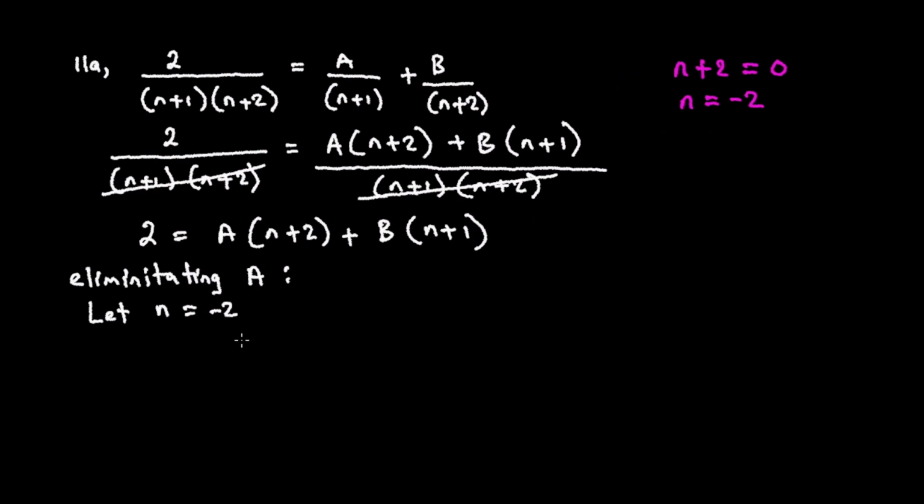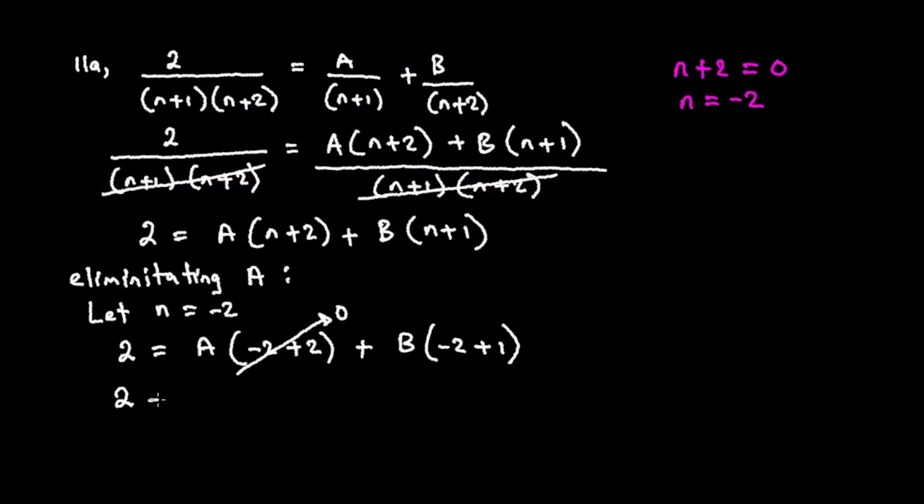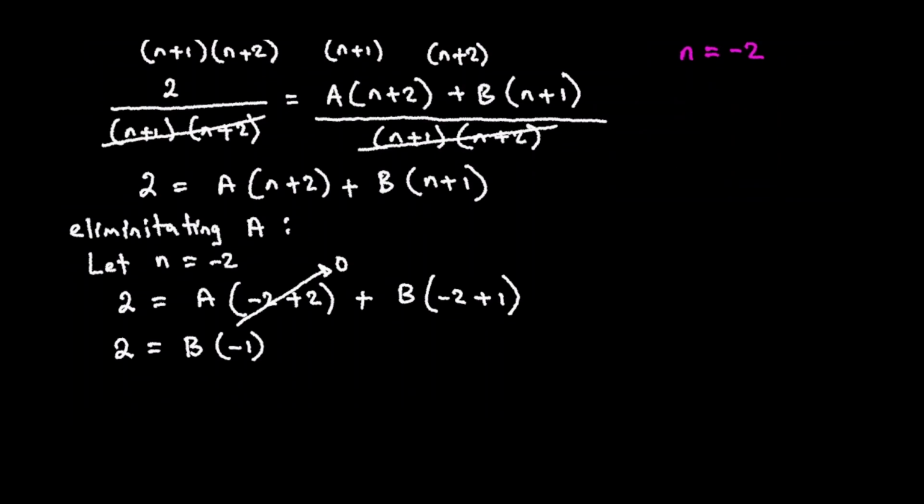So we let n be equal to minus 2. Then we have to rewrite this. 2 is equal to a(minus 2 plus 2) plus b(minus 2 plus 1). Since this is 0, a times 0 is going to be 0. So 2 is just equal to b times, what is minus 2 plus 1? It's minus 1. This means if we divide both sides by minus 1, we see that b is equal to minus 2.